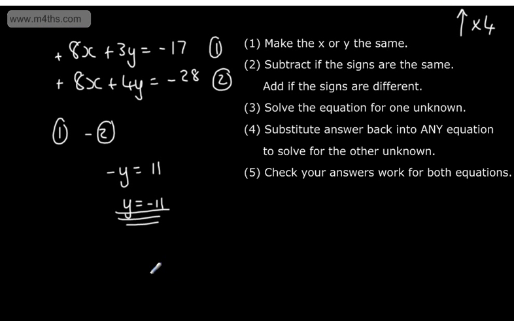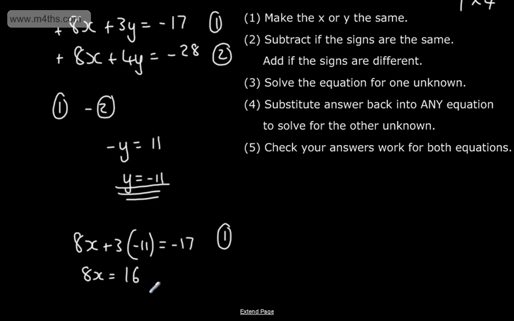Let's go ahead and put that back into equation number 1. So we've got 8x plus 3 lots of minus 11 is equal to minus 17. We can see that 8x, this is going to be 33. If I add 33, I'm going to end up now with a total on there of 16.